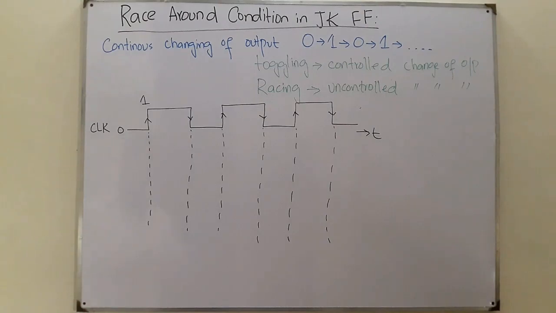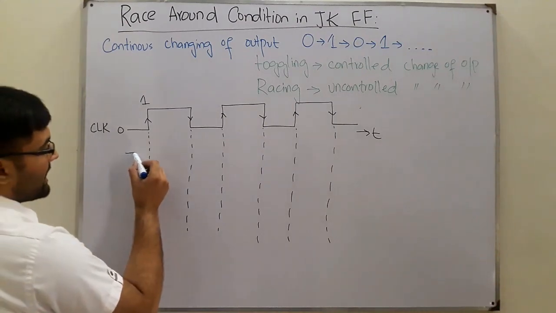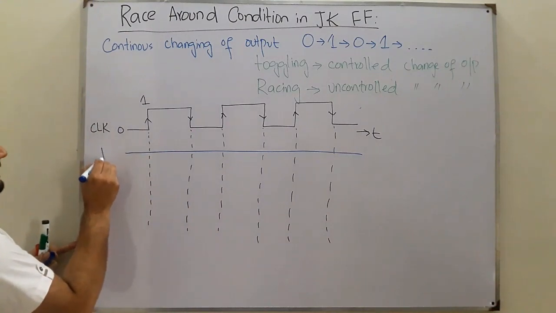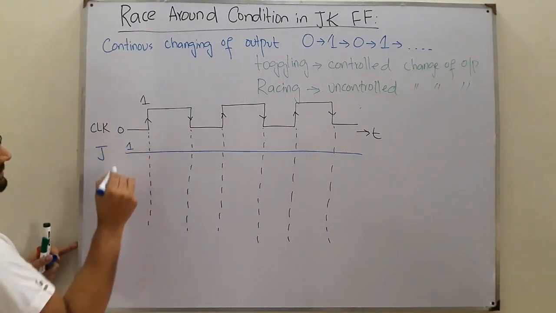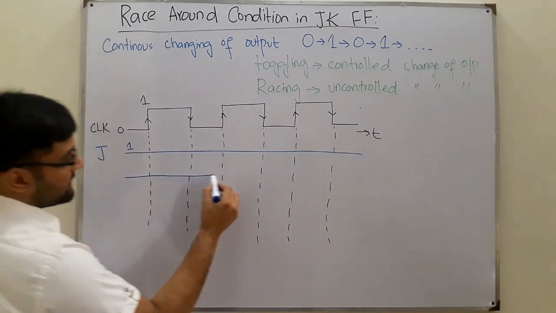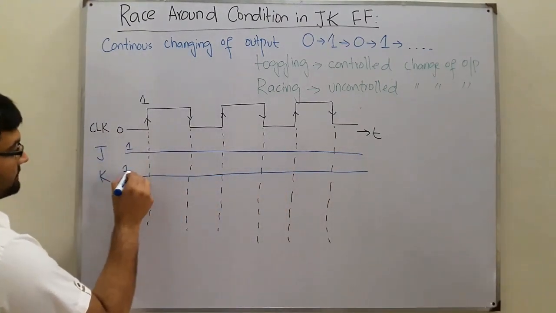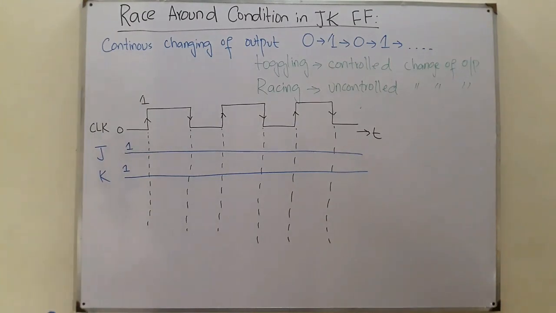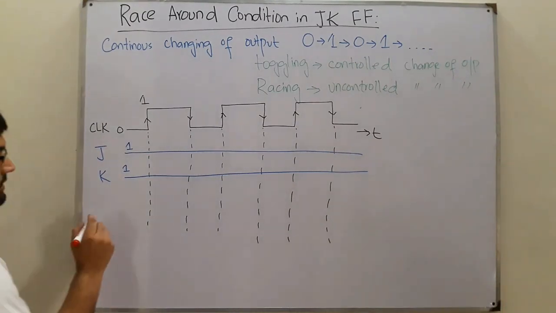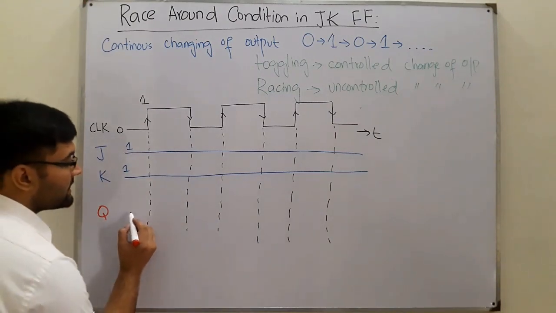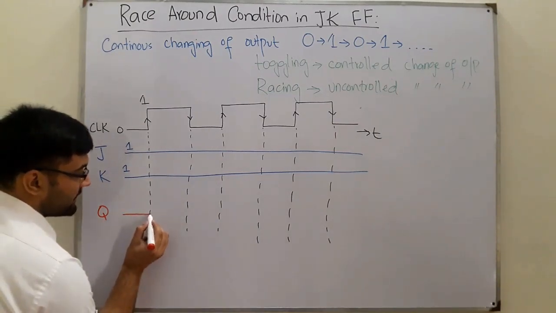Now for the race around condition to occur, both J and K have to be 1. So let's say this is J, which is 1. And this is, let's say, K, which is again 1. Now the output Q. I draw it with the red color. And initially assume that it is 0.